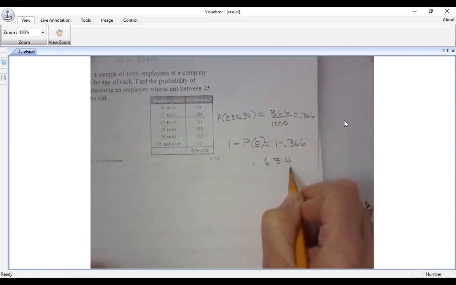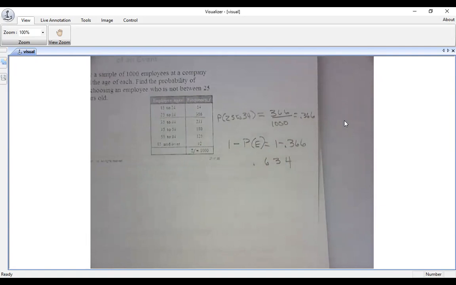6.34, isn't it? Yes. Okay. He used the complement. What's the long way of getting it? Add up all the others and then put it over 1,000. Can you do it either way? Absolutely. But sometimes the complement is a shortcut if you understand what that means. Does that make sense? Okay.